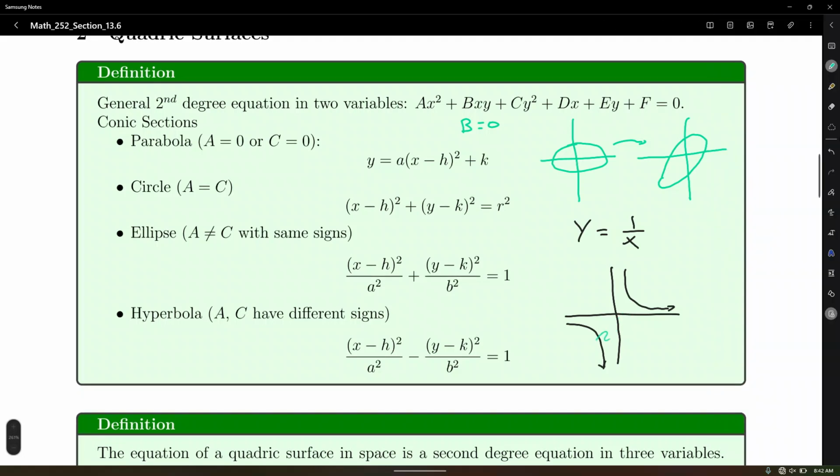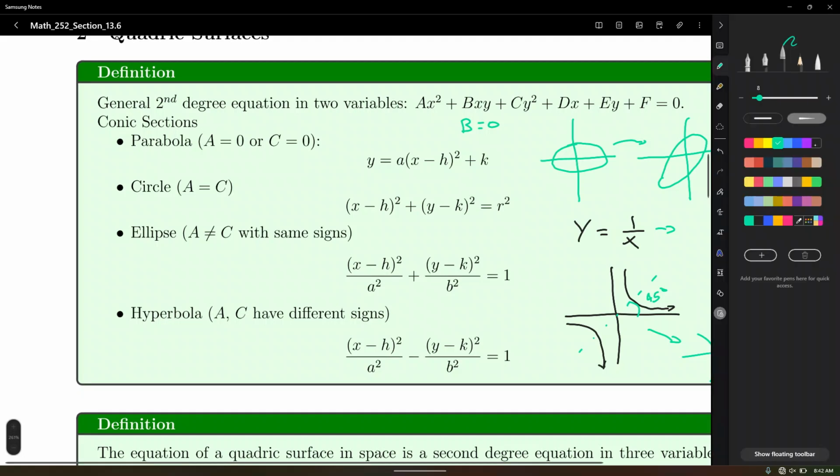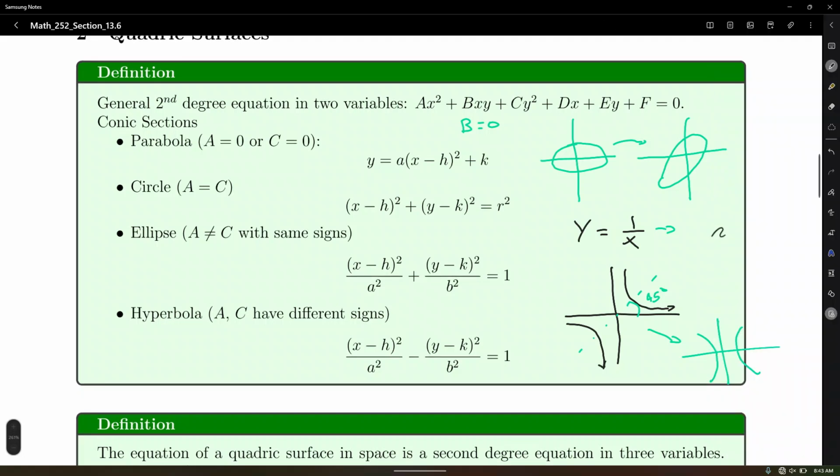It's a hyperbola, but this is rotated 45 degrees, right? Just twist it 45 degrees and you're going to get a regular hyperbola that looks like this, right? Now, if you rearrange this equation, multiply both sides by x, that's xy equals 1. What do we have? The xy term, isn't it? So in a way, you have already worked with a degenerate conic section. In particular, this unit hyperbola rotated 45 degrees.